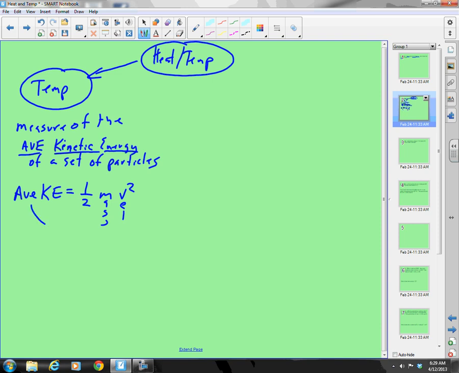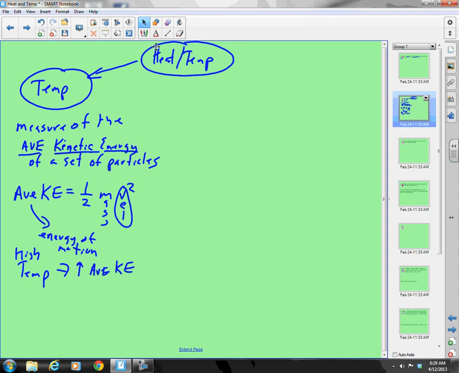So that is temperature. And average kinetic energy, we say, is the energy of motion. You'll remember that from your physics class, or you'll learn it soon in your physics class. So that's what temp is. When I have a high temp, that means I have high average kinetic energy, meaning my particles have a high velocity. Good. Now, how is that different from heat?